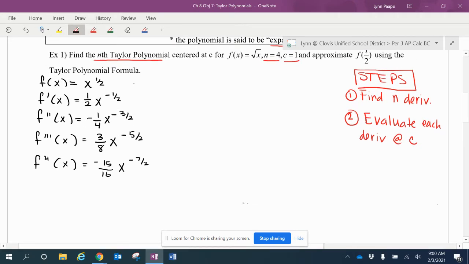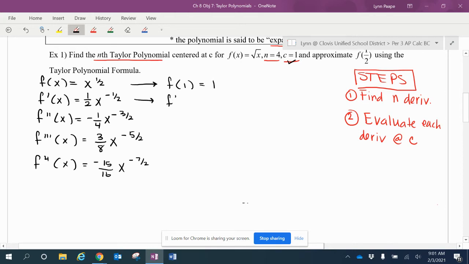So then I'm going to evaluate each of these functions at C equals 1, right? So why did I choose 1? Because those are numbers that we can evaluate quite easily. 1 to a power is just going to be 1, right? So 1 to the half is just 1.